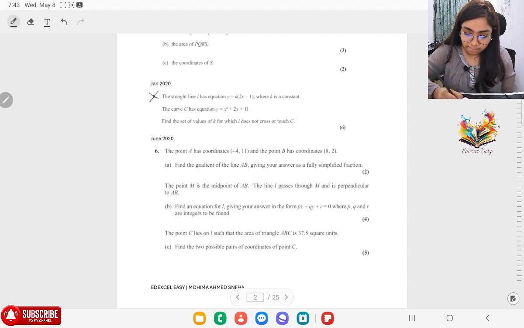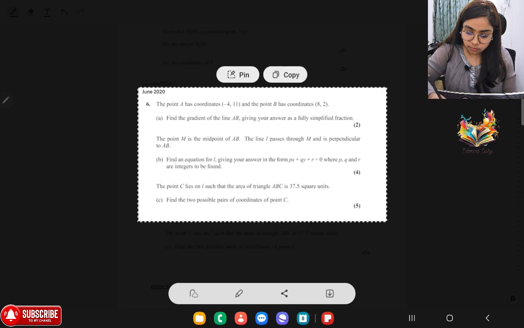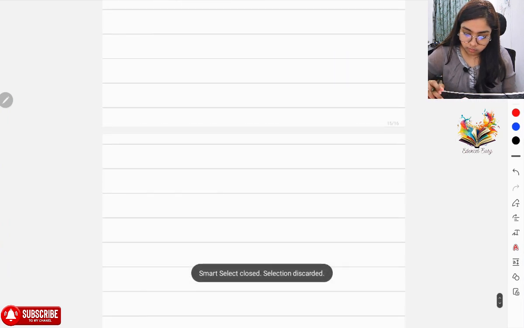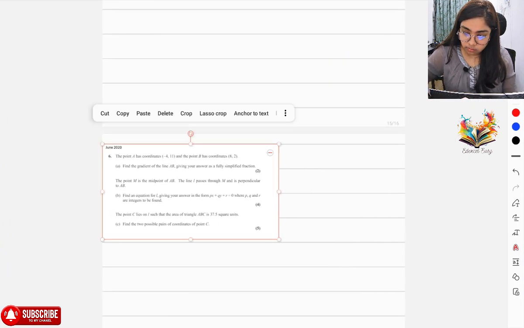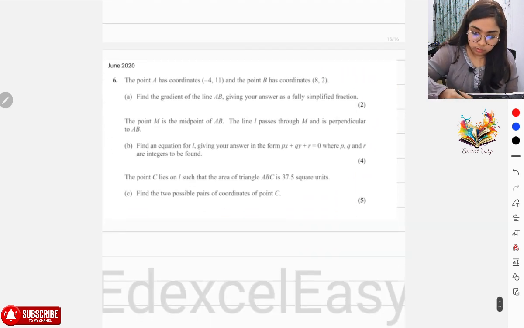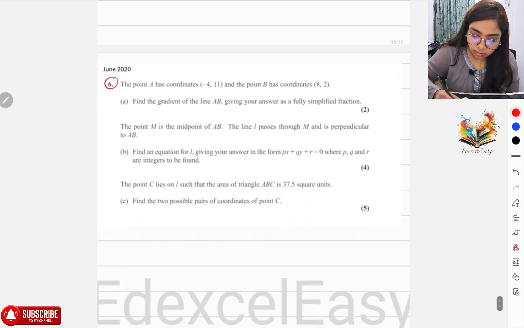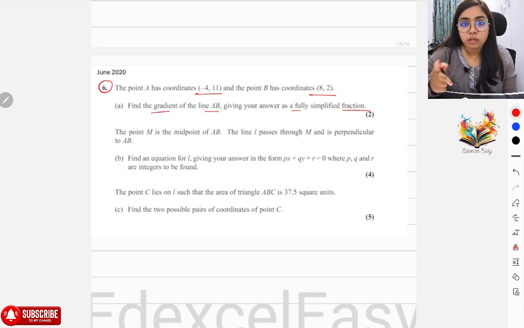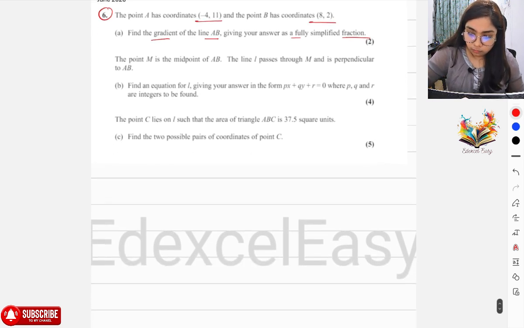This is from June 2020, question 6. Okay, now over here, this is question 6. Let's start. The point A has coordinates (4, 11) and point B has coordinates (8, 2). Find out the gradient of the line, giving your answer as a fully simplified fraction. Since they have given you two coordinates, we're going to use the equation (y minus y1)/(y2 minus y1) equals (x minus x1)/(x2 minus x1), right?